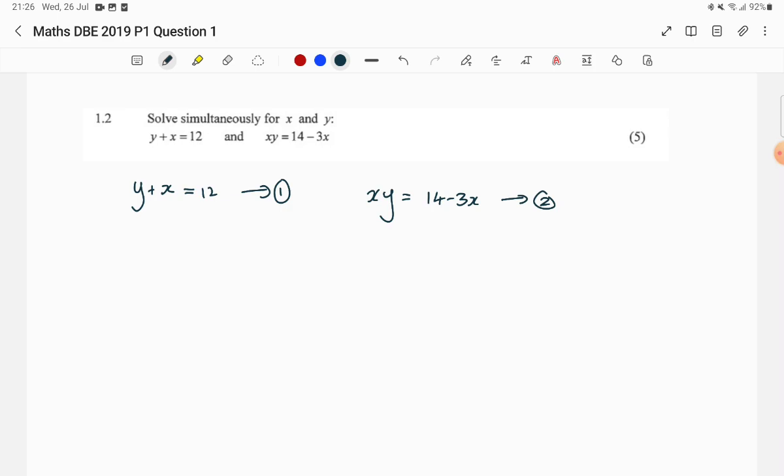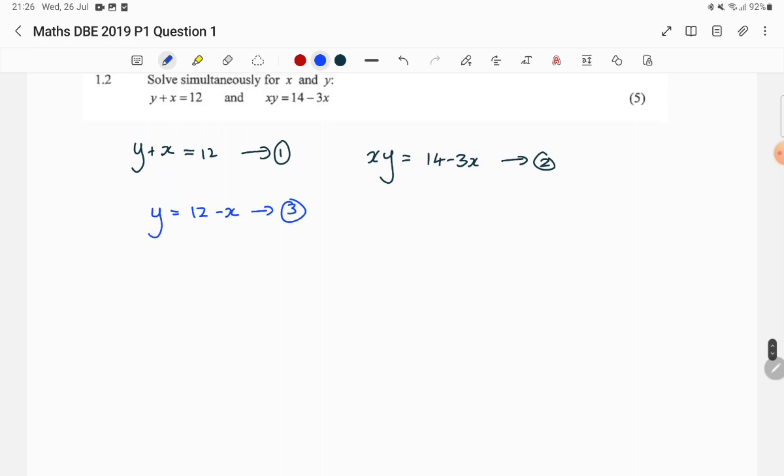have two variables, so we need one where it's only x's on the one side, only y's on the other side, is where equation 1 is the easiest to make a third. So here I'm going to make y the subject because that's easier, or x, it does, that's entirely up to you. So it will be 12 minus x, and that will be our third equation.